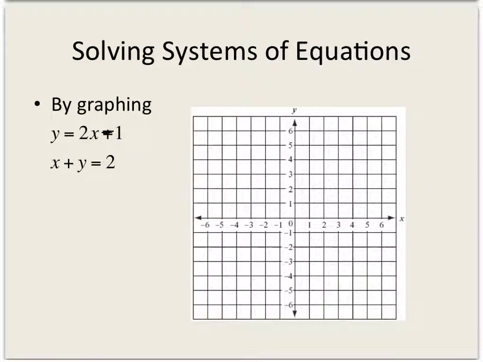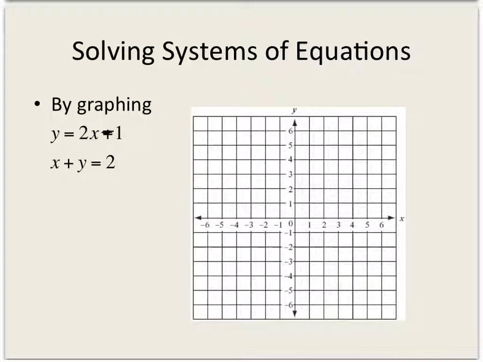So here's an example of a system of equations. The first one is y equals 2x minus 1. That's a minus sign there, I apologize for that. And then x plus y equals 2. Now, these two equations, when they're put together, become a system. So we want to find the value of x and y that when we plug them into both of the equations, we get a true statement.